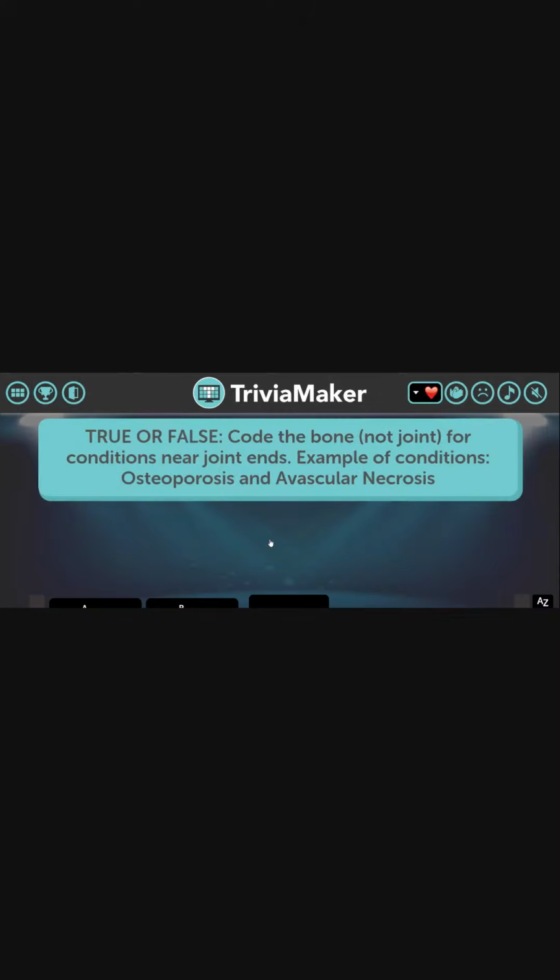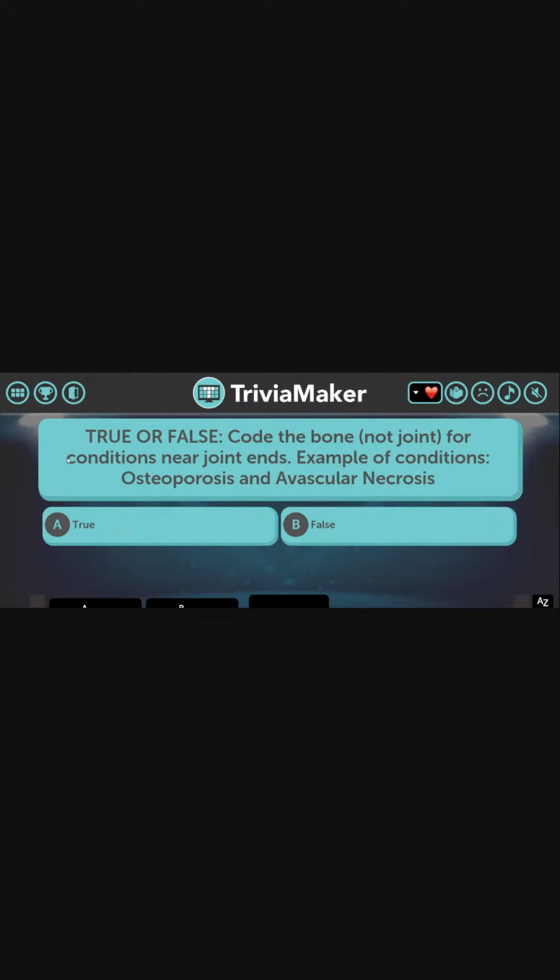Okay. Let's go back to our chapter 13, diseases of the musculoskeletal system for 100. Okay. True or false? Code the bone, not joint, for conditions near joint ends. So, an example would be osteoporosis and avascular necrosis. So, are we coding bone, not joint, for conditions near the joint ends? True or false?